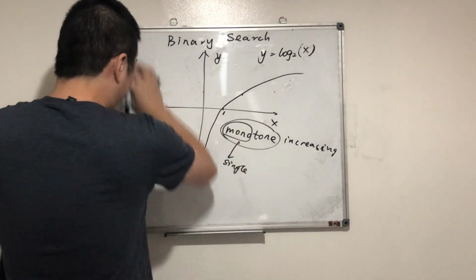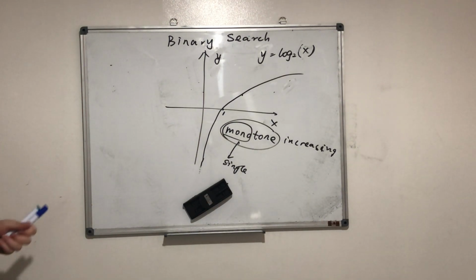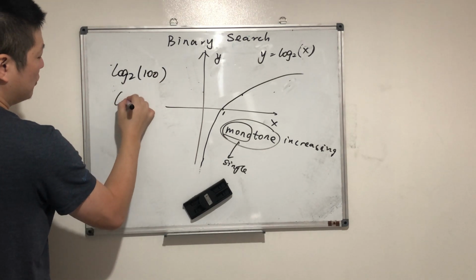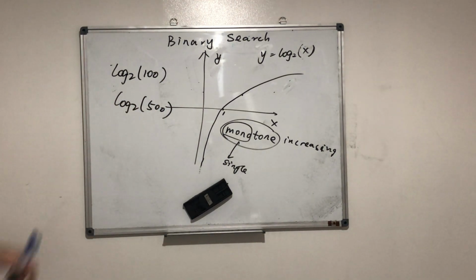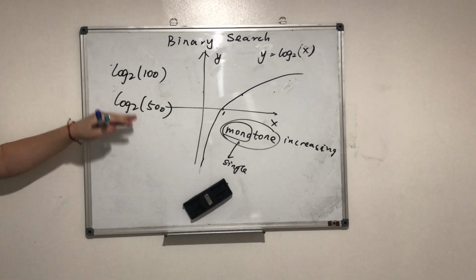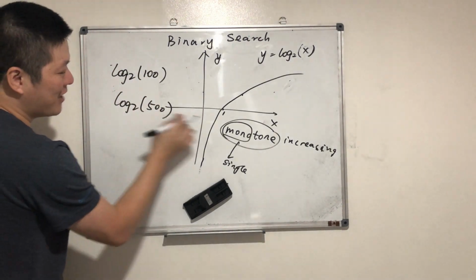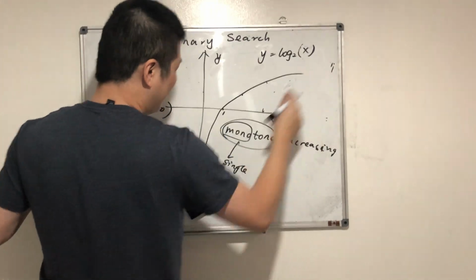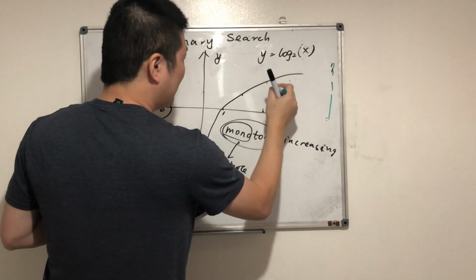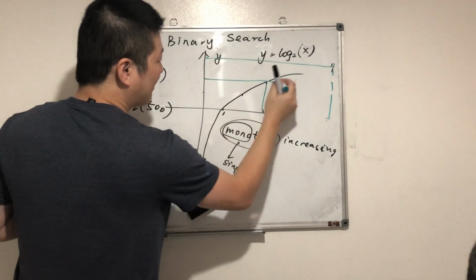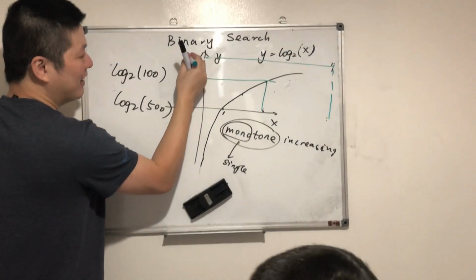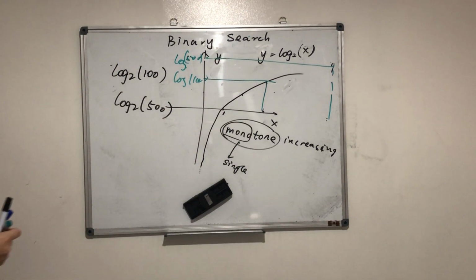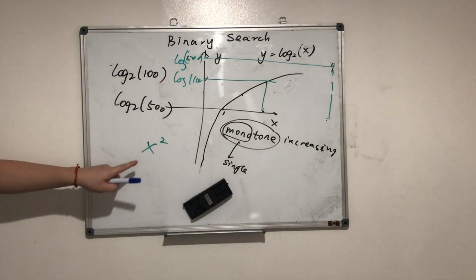So look, if you don't know this value, if I give you log 2 of 100 and log 2 of 500, which one is bigger? The bottom one. This is monotonically increasing, because you don't need to calculate the value. I tell you, 500 is somewhere here, and 100 is somewhere here. So you look, which one is higher? This one is 500. Log 500, this is log 100. This is called monotonically increasing. Is x squared monotonically increasing? y equals x squared?